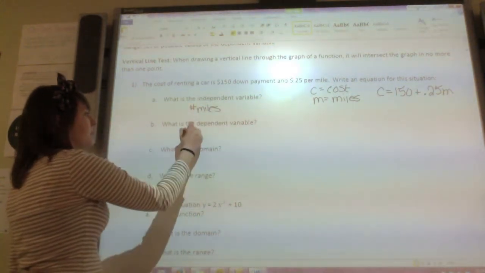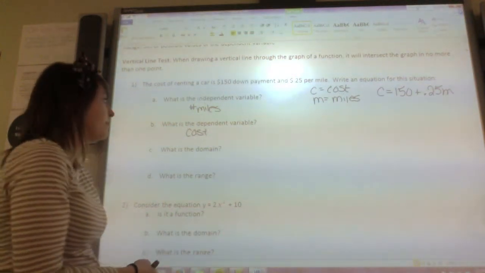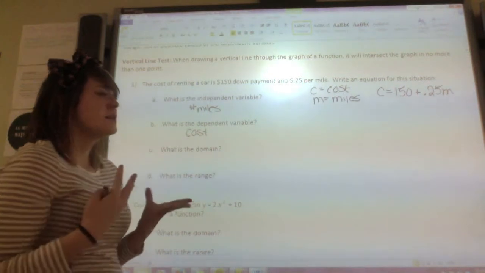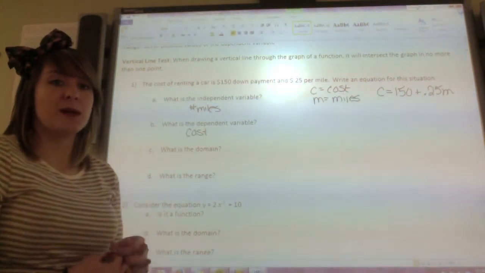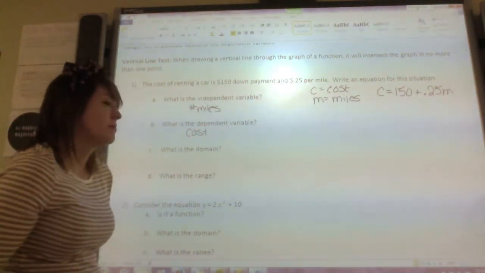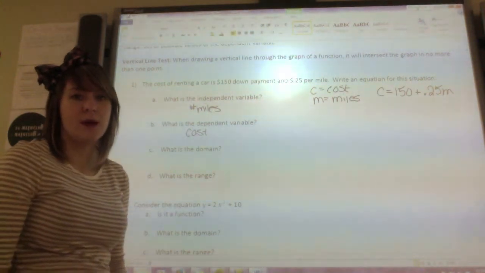Whereas my dependent variable would be the cost, because that depends on the number of miles that I've driven. Okay, so what is the domain? In this case, I want to think about all the possible things that I could substitute in for my independent variable. My independent variable in this case is the number of miles. So what types of values could I plug in for a number of miles?